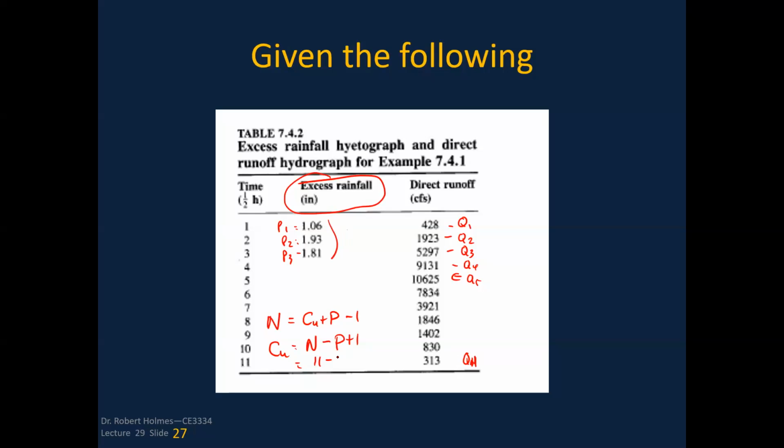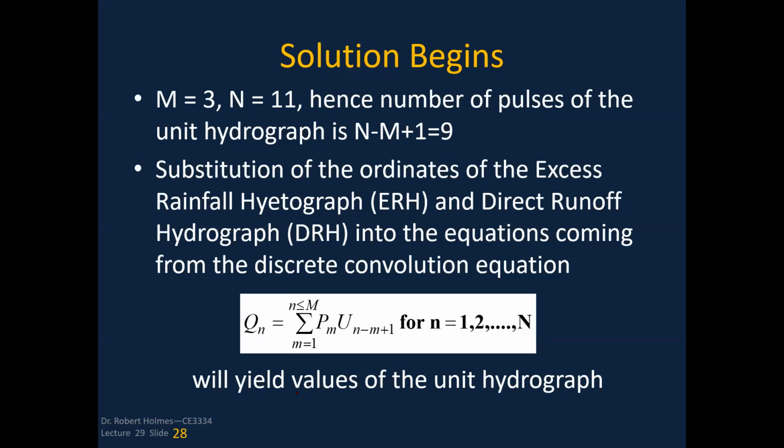Actually, that's not P, that's capital M. Sorry about that. Cu is equal to 11 minus 3 plus 1, which says that we've got 9. We should have 9 non-zero ordinates of the unit hydrograph. So as we go through, we've got M equal to 3, N equal to 11, and I've solved for C sub U equal to 9. And then I just basically start expanding my convolution equation and go through it and solve for the unknowns.